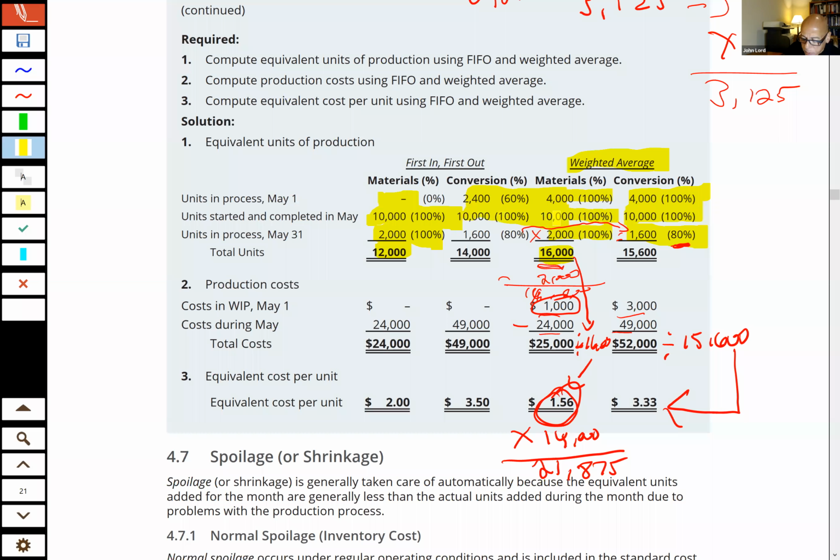All the work we completed this period, and then there's no difference between the weighted average and first in, first out for the ending inventory. We do that exactly the same.